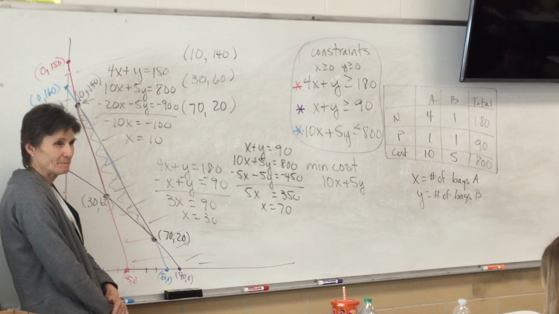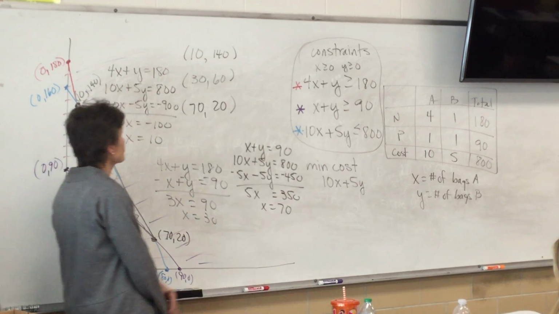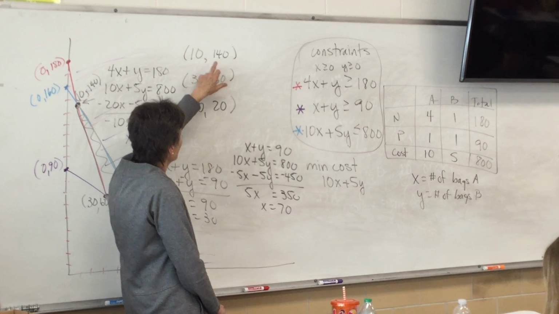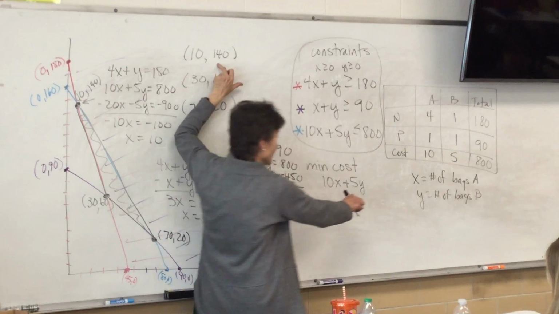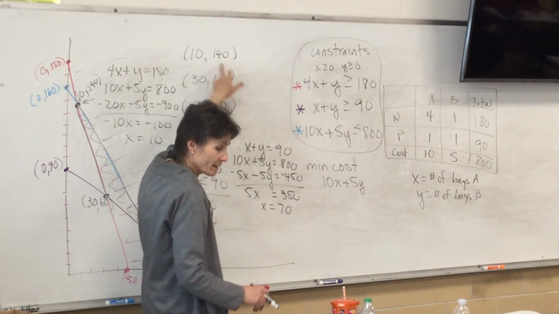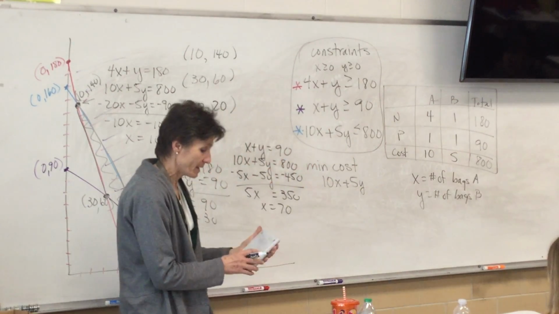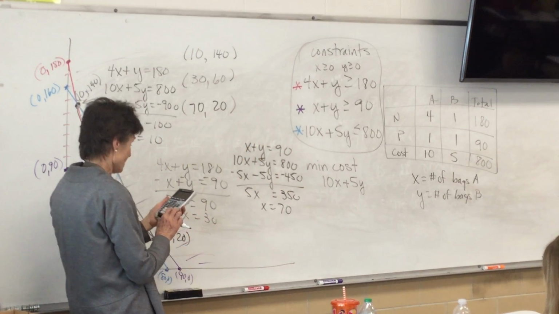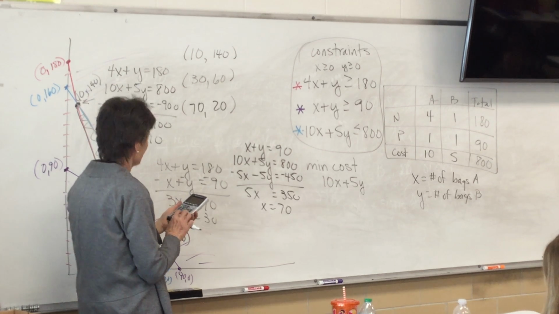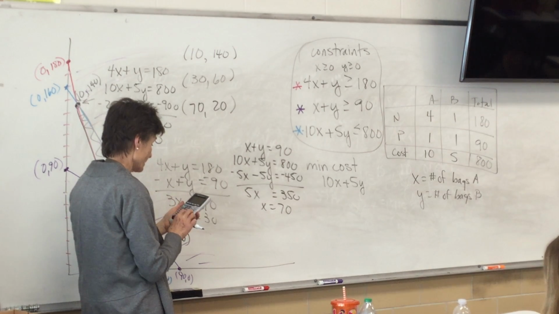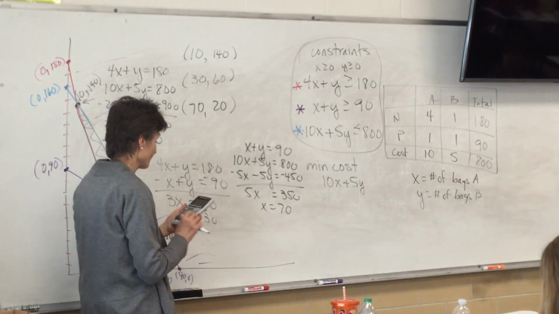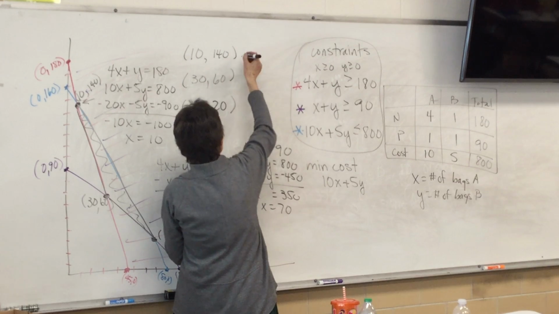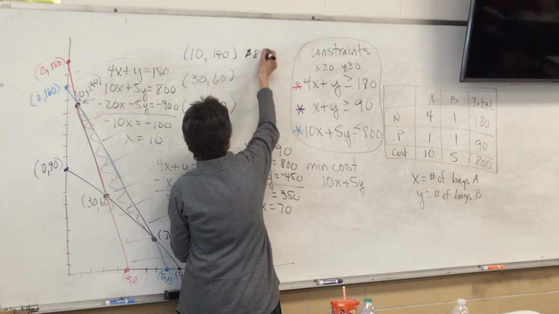Okay, we're almost done. If I go to the store and I buy 10 bags of A and 140 bags of B, that's what my letters stand for, what am I going to pay? How much am I going to pay? Remember, here's your cost. So it's going to be 10 times 10 and 140 times 5. So if I buy 10 A's and 140 B's, I'm going to pay $800. That's what I know.